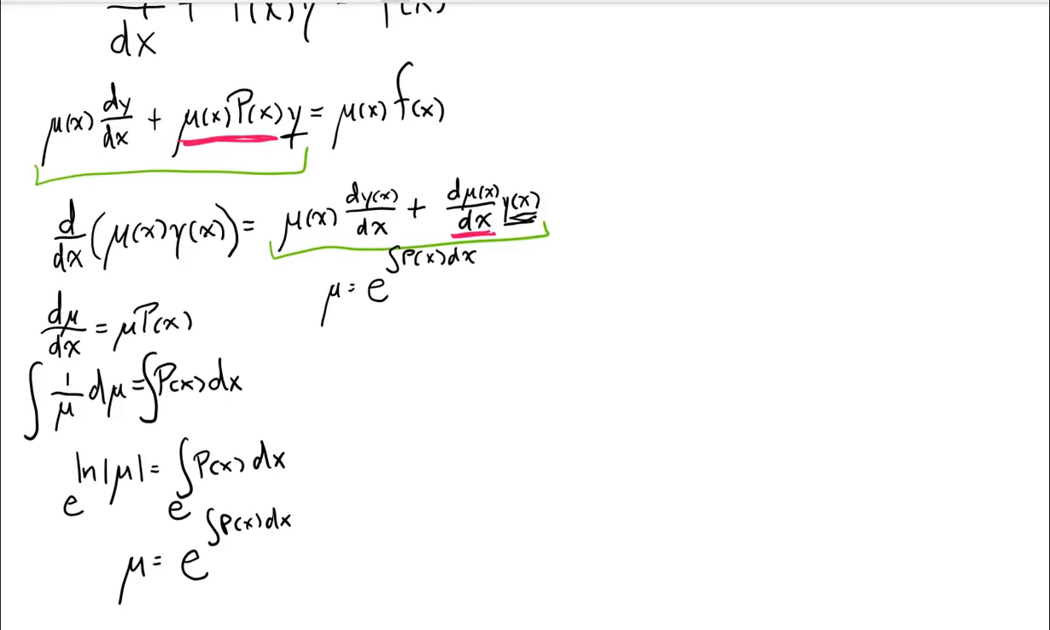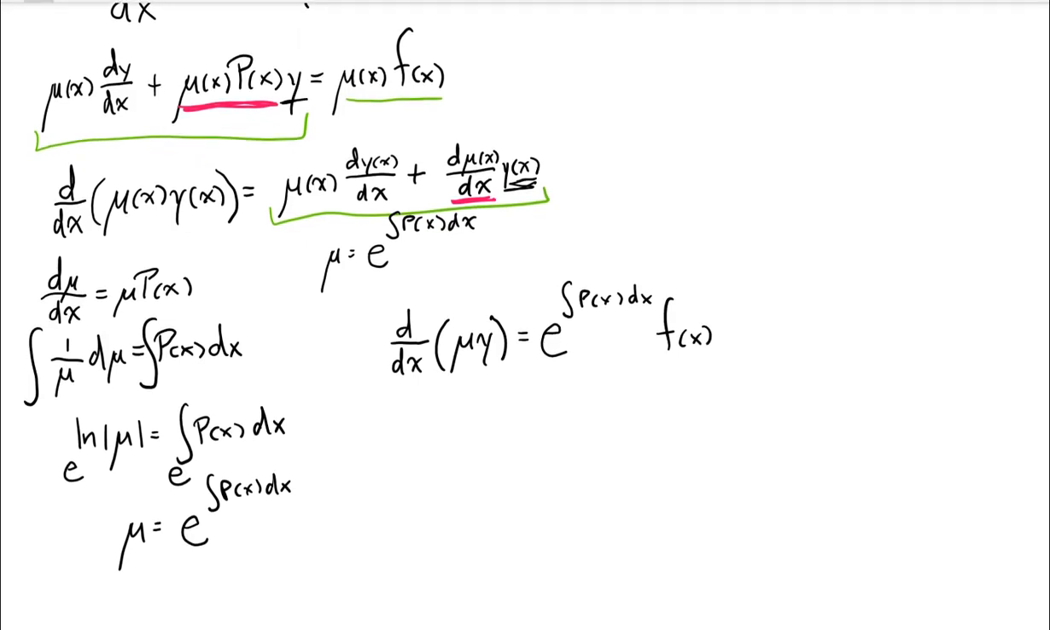And then we can rewrite this as, okay, well, we'll have d/dx of mu times y, and these are both functions of x, and this will equal, well, we'll have to multiply mu times f of x. So then we'll have e to the integral of p of x dx times some function f of x that was over there.